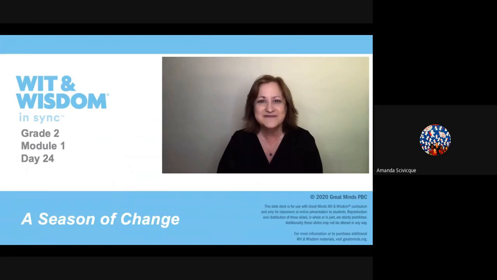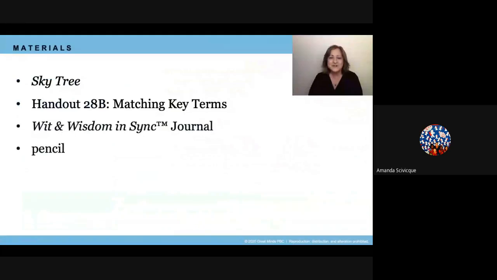Let's see what we need for today. Today we'll need Sky Tree, handout 28B, matching key terms, your journal, and a pencil. Please pause here to gather what you need and just hit play when you're ready to continue.